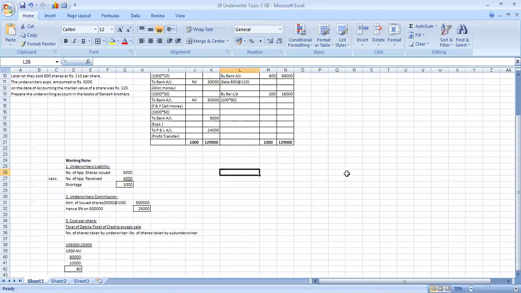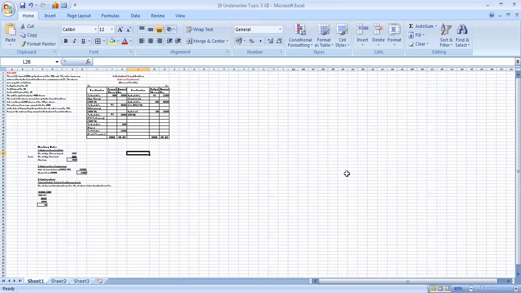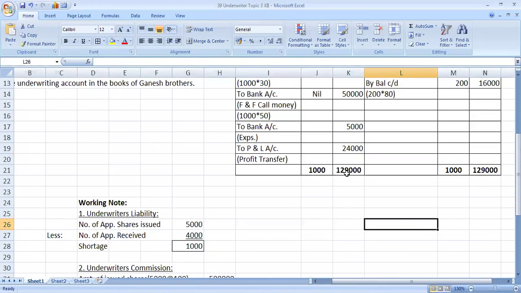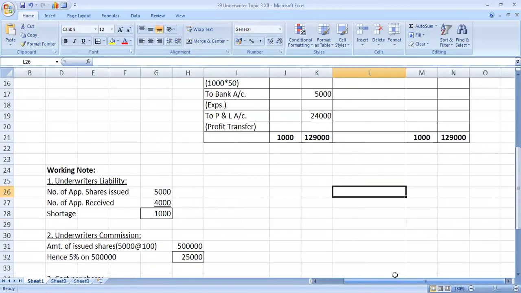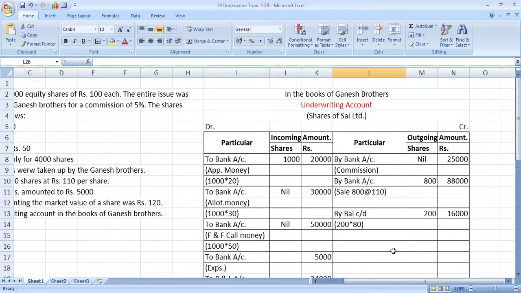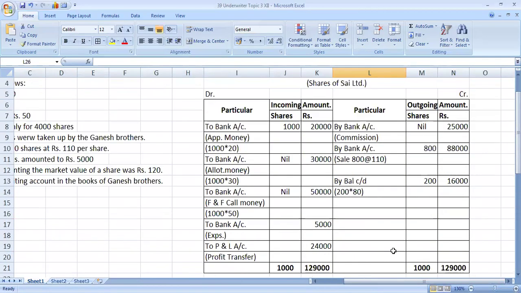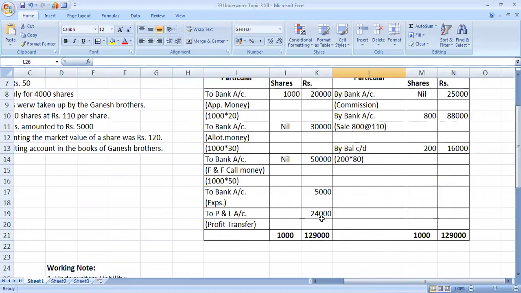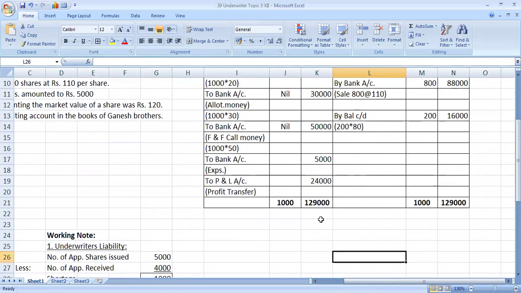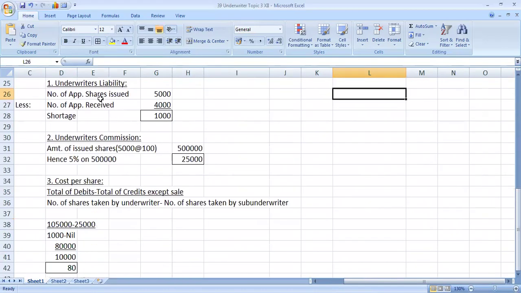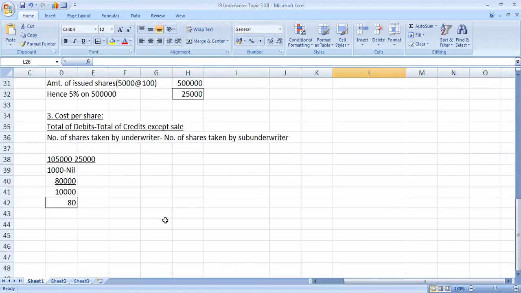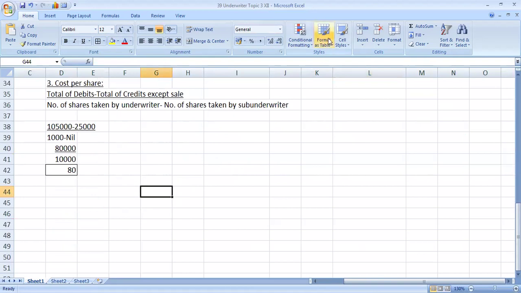This is the solution at a glance. I hope every student understood this question with the answer. Here 24,000 is the profit. These are the working notes: underwriter's liability, underwriter's commission, cost per share. Thank you.